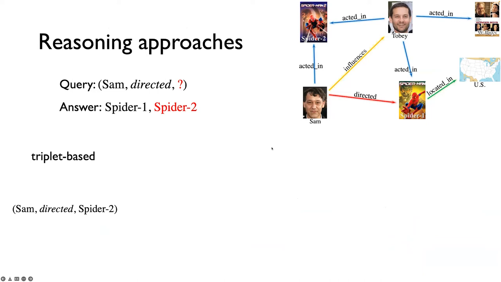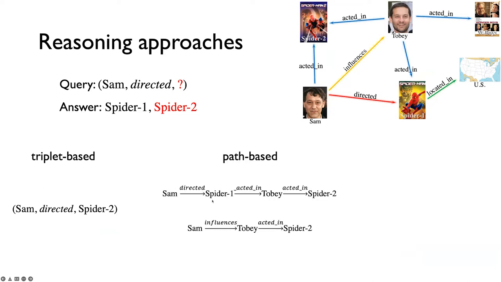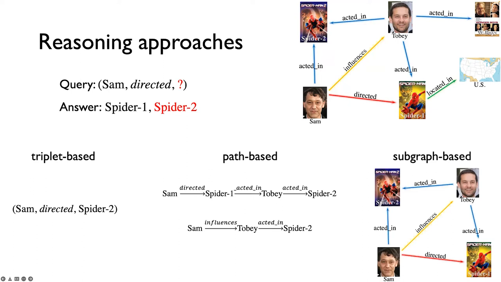There are three types of methods for KG reasoning. The triplet-based methods directly model on the triplets based on their embeddings. Path-based methods use paths between the query and answer entity to do the reasoning. Subgraph-based methods use a local subgraph structure on the query entity and the answer entity.